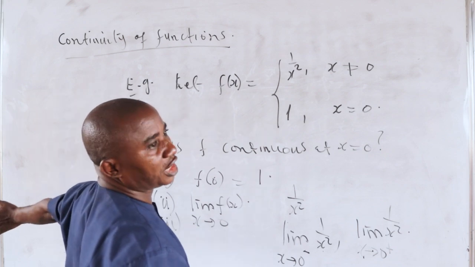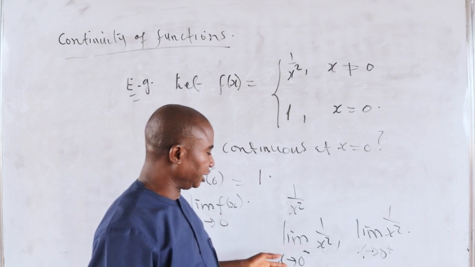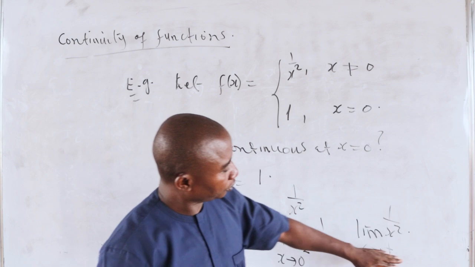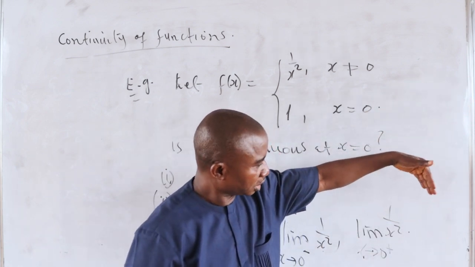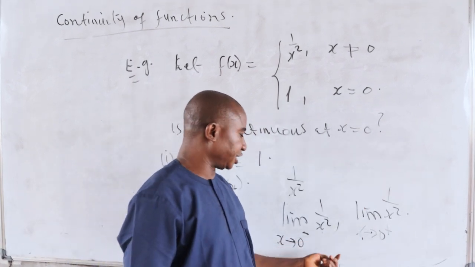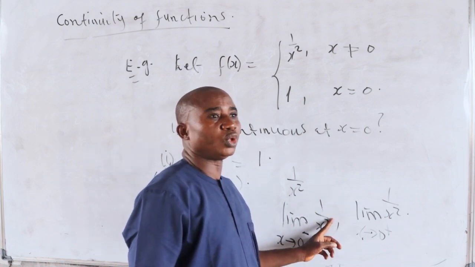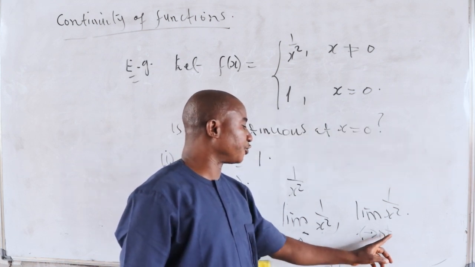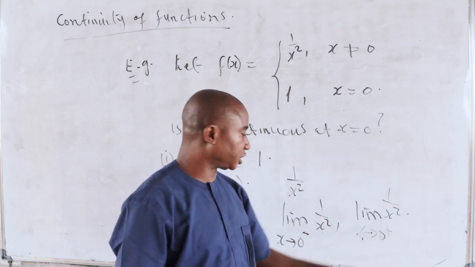Maybe we are starting from minus 10 trillion, coming till we start approaching 0 from that side. Then to consider the right-hand limit, maybe we are starting from plus 20 trillion, coming down, getting closer and closer to 0. So you see that in each case, as x tends to 0 from the negative side, 1 over x squared will tend to positive infinity. The same thing happens here. As x tends to 0 from the positive side, 1 over x squared will also tend to positive infinity.